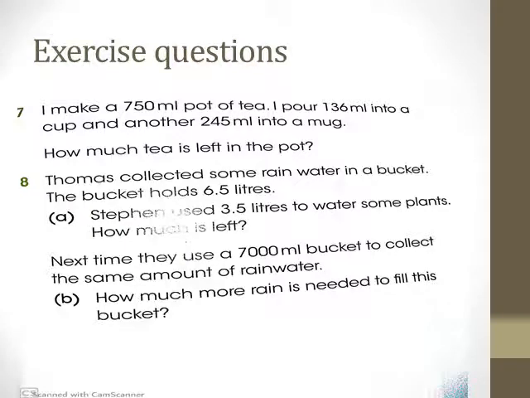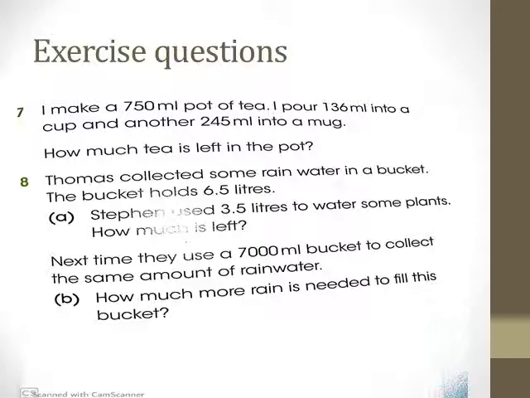So here we have the exercise questions which we are going to do today: question number 7 and question number 8. Question 7 says: I make a 750 ml pot of tea, then I pour 136 milliliters into a cup and another 245 milliliters into a mug. How much tea is left in the pot? Question 8 says: Thomas collected some rainwater in a bucket. The bucket holds 6.5 liters. Part A: Stephen used 3.5 liters to water some plants, so how much is left? Next time they use a 7000 milliliter bucket to collect the same amount of rainwater, and how much more rain is needed to fill this bucket? These are the questions we are going to do today.